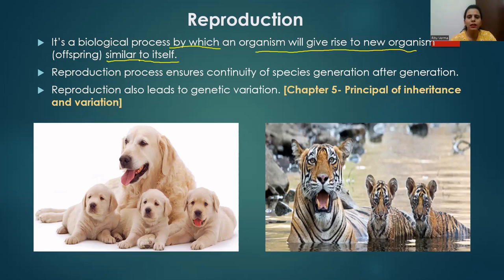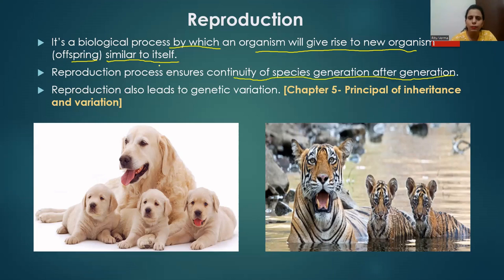It can never happen that two cats mate with each other and produce a rat. That's not possible. So that's why it's compulsory to write in the definition of reproduction that it's a biological process by which an organism gives rise to a new organism, and the new organism produced is always similar to the parent. The new organism produced is also called offspring. And remember, the reproduction process ensures continuity of species generation after generation.